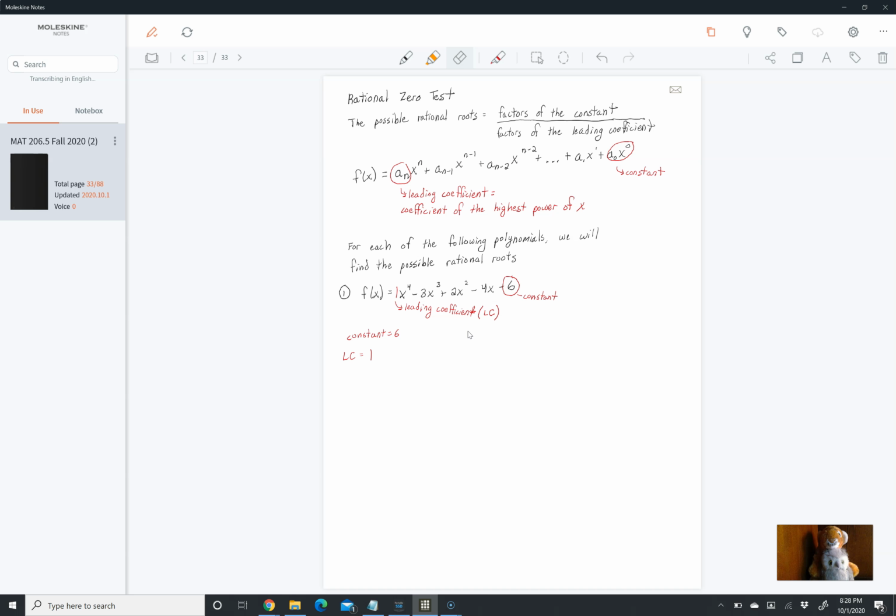The easiest way to do this is to create a table. You don't have to create a table, but it is the easiest way because it helps you keep track of stuff. So in your columns, you're going to have the factors of the constant. Factors of the constant go on top. And in your rows, you're going to have the factors of the leading coefficient.